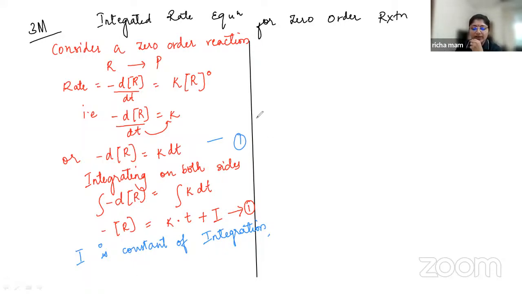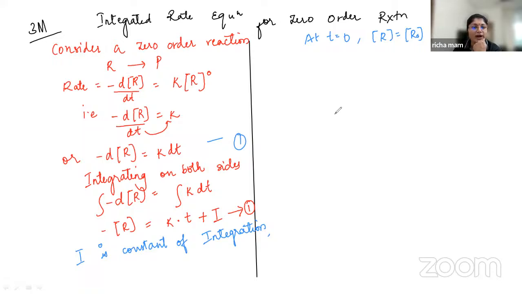Okay, so what can we consider? We can consider, at t is equal to 0. Okay, if we consider the conditions, we have to find the value of I now. So how do we find the value of I? At t is equal to 0, R will be equal to R naught. That is the initial condition.